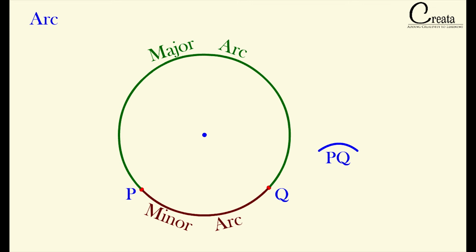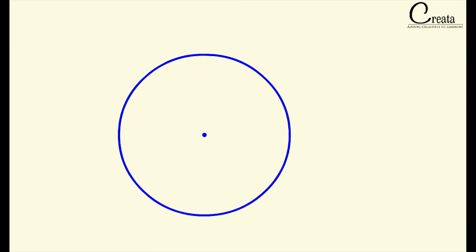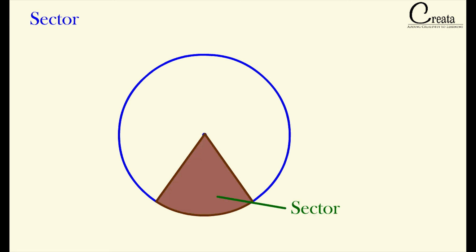Don't worry about the list of terms used in circles. These are just the terms related to circles. You should know them to better understand the concept of circles, so just be with me. Next term is sector. The part of the circle which is bounded by an arc and 2 radii is called a sector. Here the shaded area is the sector.